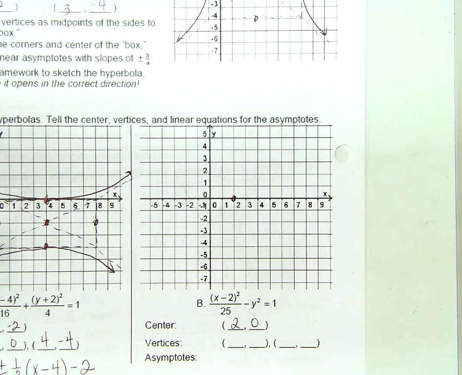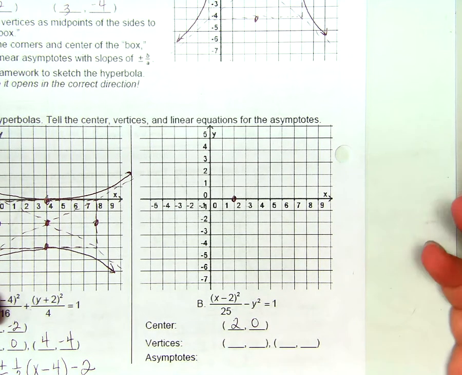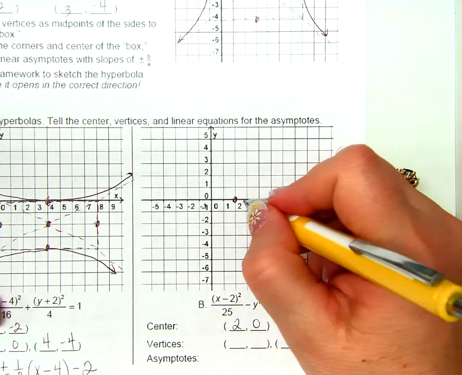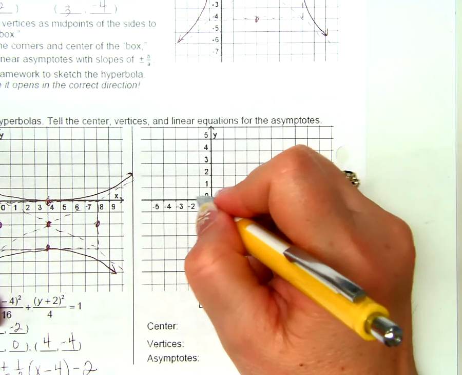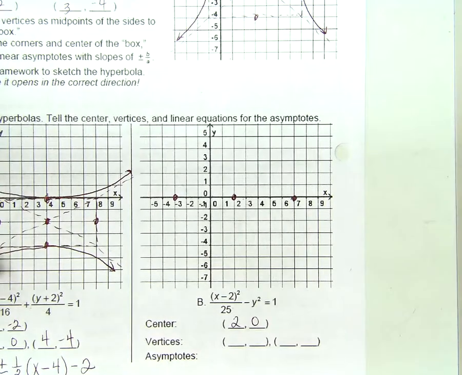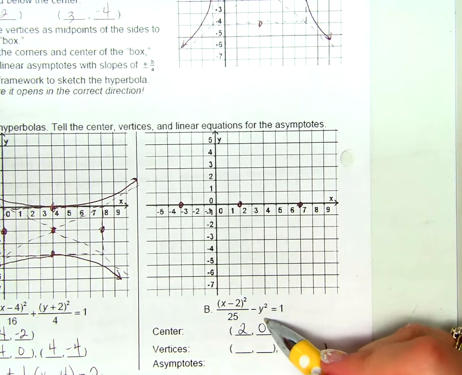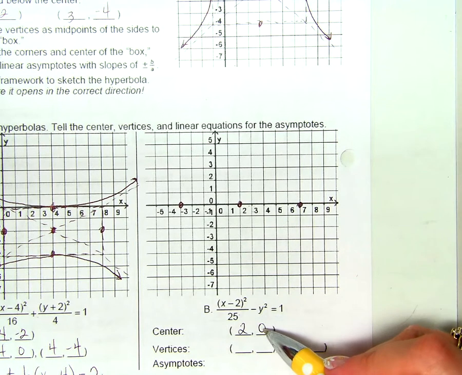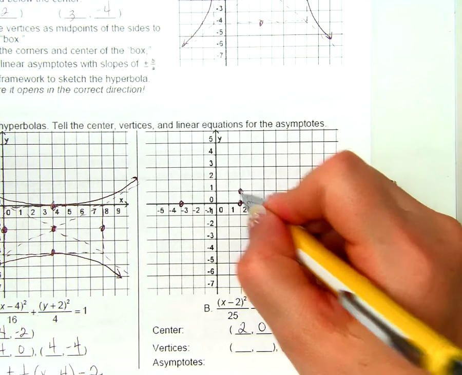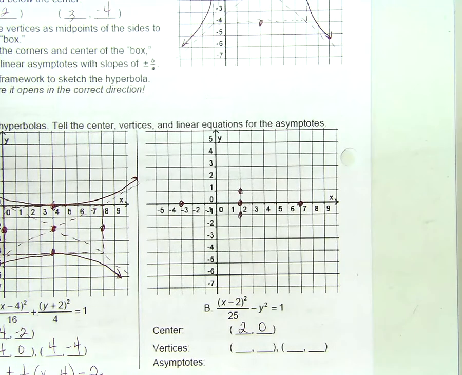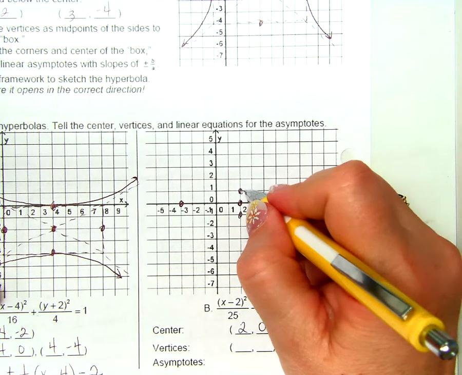Okay? So how far do I go in the x direction? 1, 2, 3, 4, 5. And how far in the y direction? 1, 2, 3, 4, 5. Wait, but there's nothing there, so shouldn't it be a 0? It was here. Oh, we're dividing by it, so it has to be a 1, right? Excellent. Draw your box.